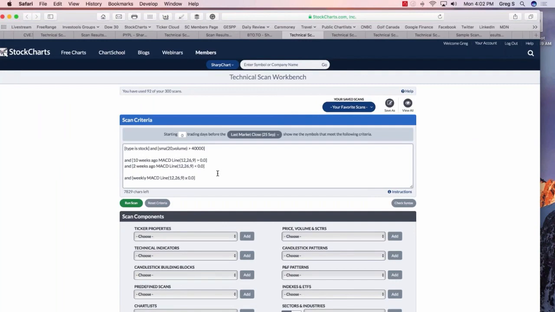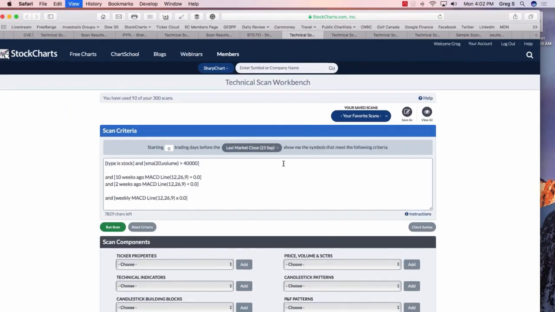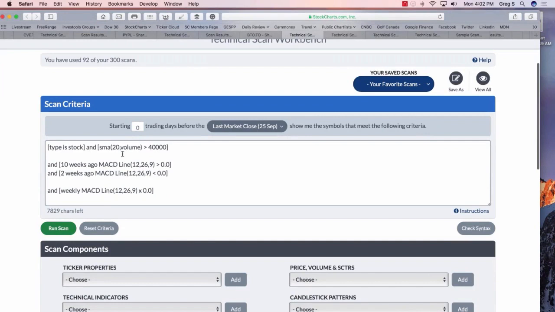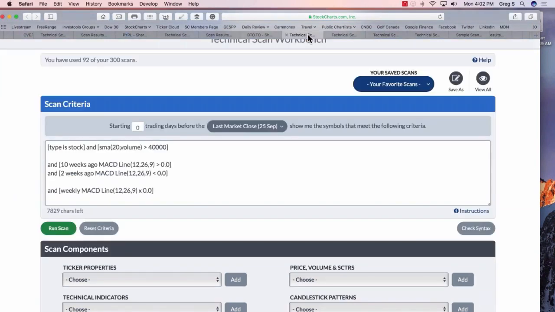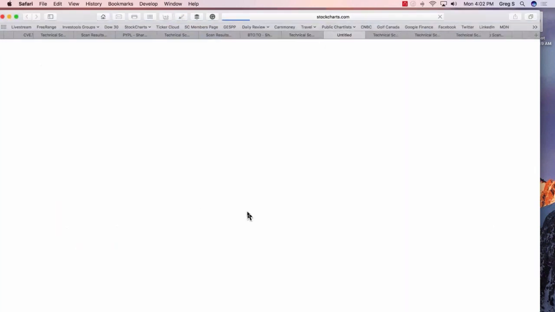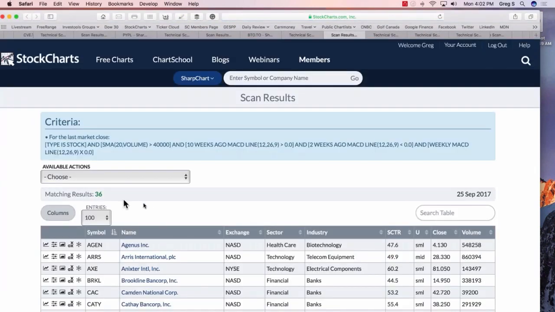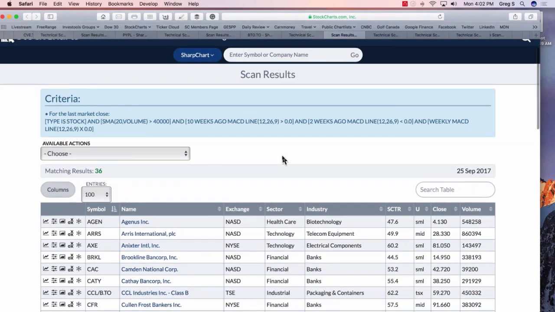Okay, so this is that same scan, and I'll just blow it up again. This is the same scan, but the difference here is we've changed the words weekly or days to weeks. So let's just go back and look at that other one. So this was 10 days ago MACD line, 5 days ago MACD line, and today's. And the one we're looking at now is 10 weeks ago, 2 weeks ago, and the weekly MACD line. So when we run this scan, what we're looking for is some stocks where the MACD line was declining, went below zero, and now the weekly MACD line has turned up.